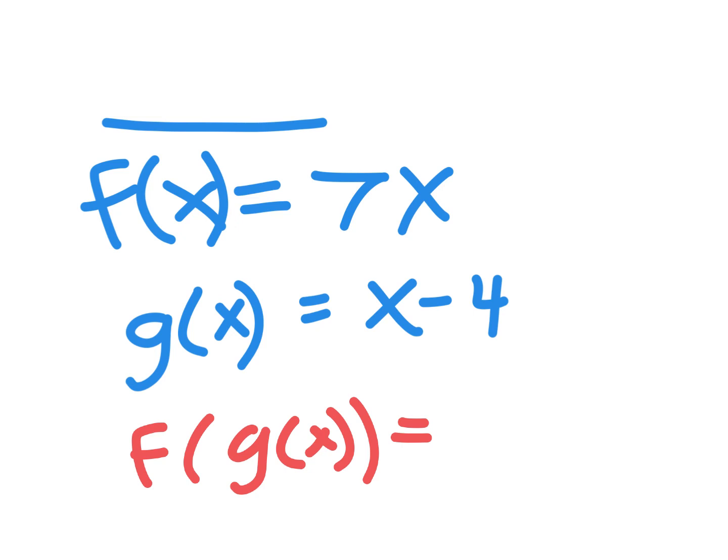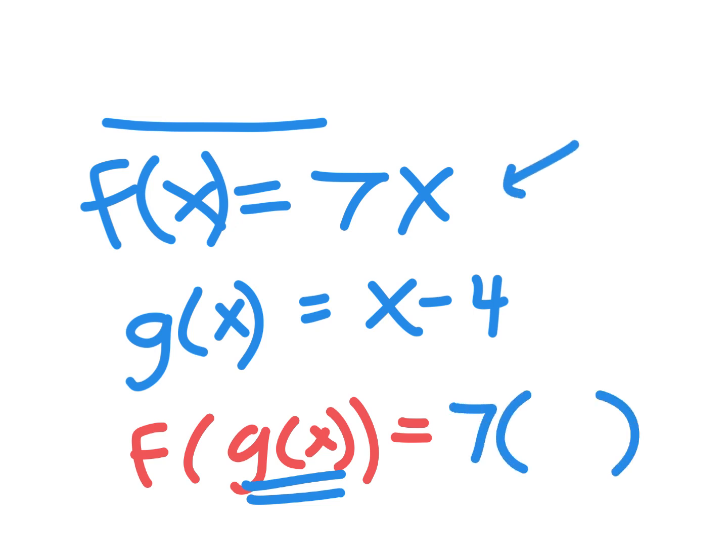So the f function ate the g function. Here's f, all right, 7, and I end up with an empty parenthesis, and now I put in x minus 4. Who had that one right? Okay, good. You're following me.